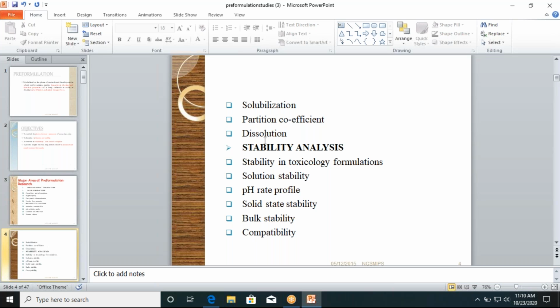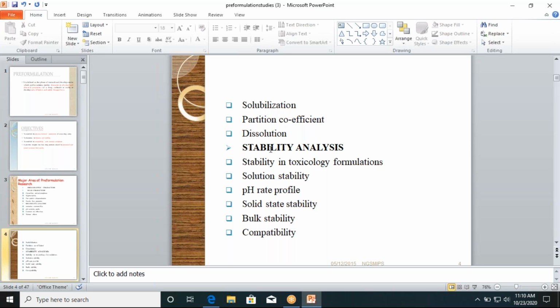So in order to get maximum absorption of the drug, dissolution will be very important. These things will be studied under your solubility profile. And the last one will be stability analysis: whether the drug is stable or not. Its toxicology will be studied, and solution.